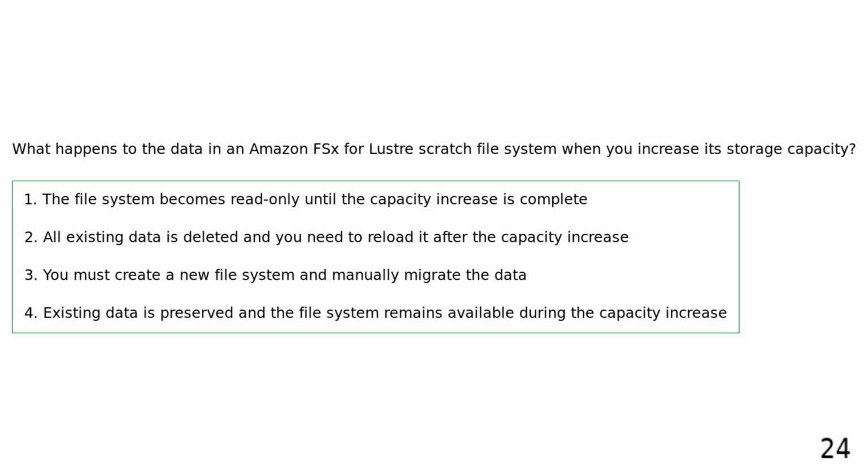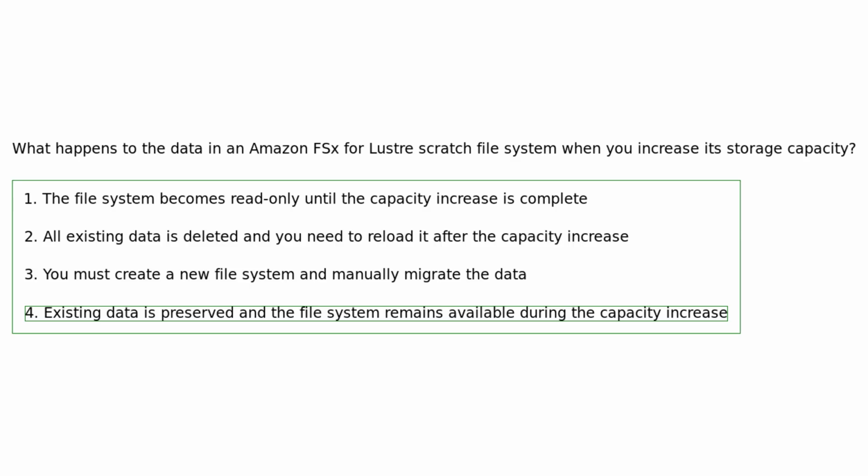What happens to the data in an Amazon FSx for Lustre Scratch file system when you increase its storage capacity? The file system becomes read-only until the capacity increase is complete. All existing data is deleted and you need to reload it after the capacity increase. You must create a new file system and manually migrate the data. Existing data is preserved and the file system remains available during the capacity increase. When increasing the storage capacity of an FSx for Lustre Scratch file system, existing data is preserved and the file system remains available throughout the process.